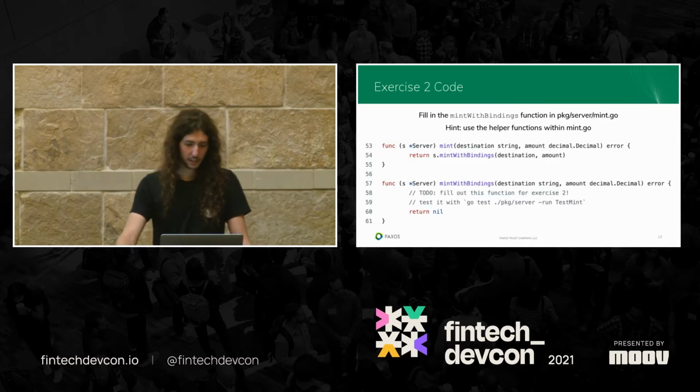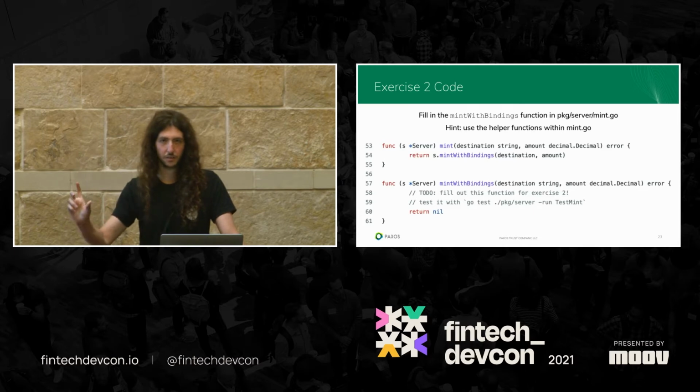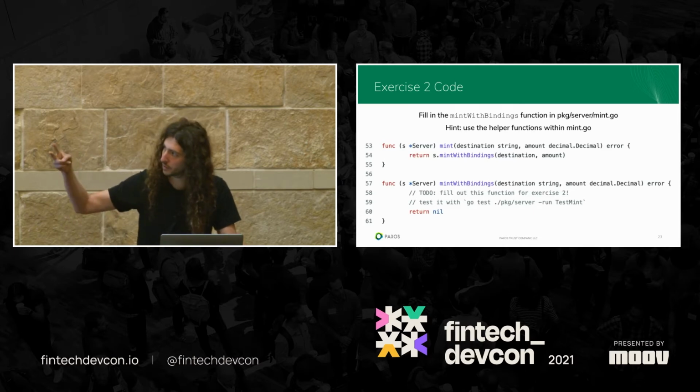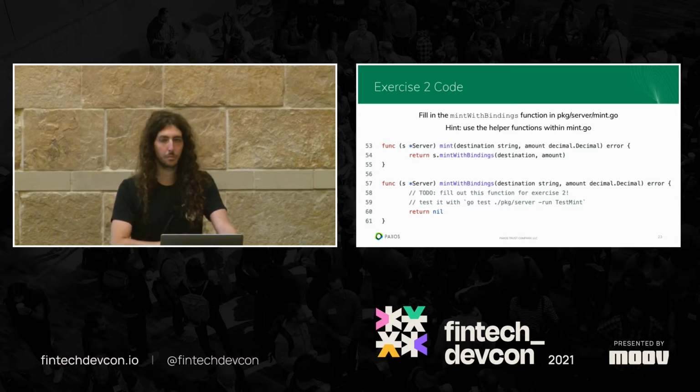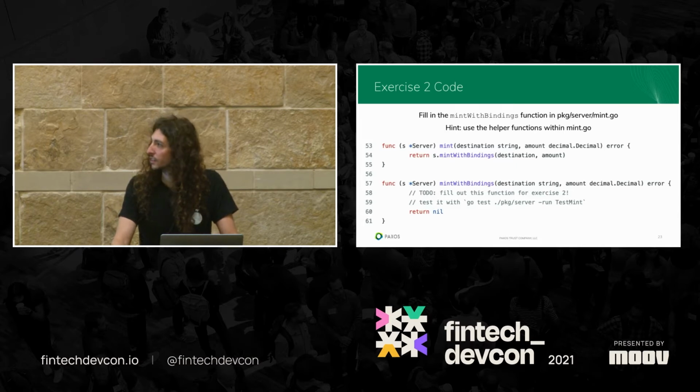The code that you'll see, we're going to split this down in the following exercise, so that's why we have this mint function that will split between mint with bindings and then mint with explicit transaction generation and everything. And there is a test that you can run to see if it's working. So if you run go test package server, run test mint, you can do some TDD style if you so choose.